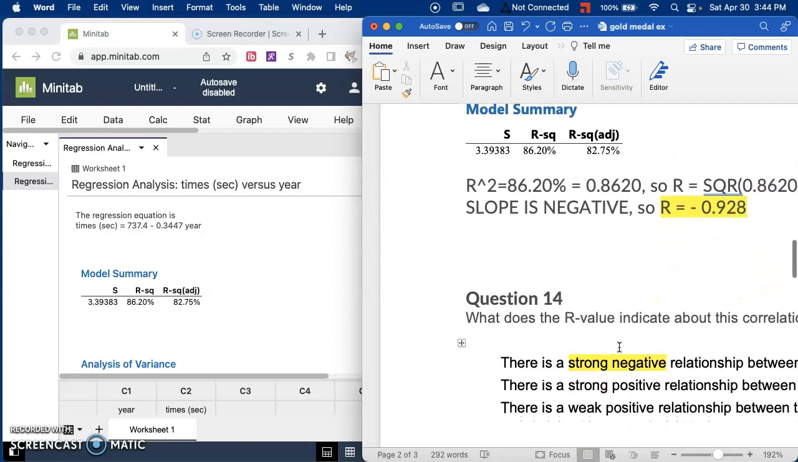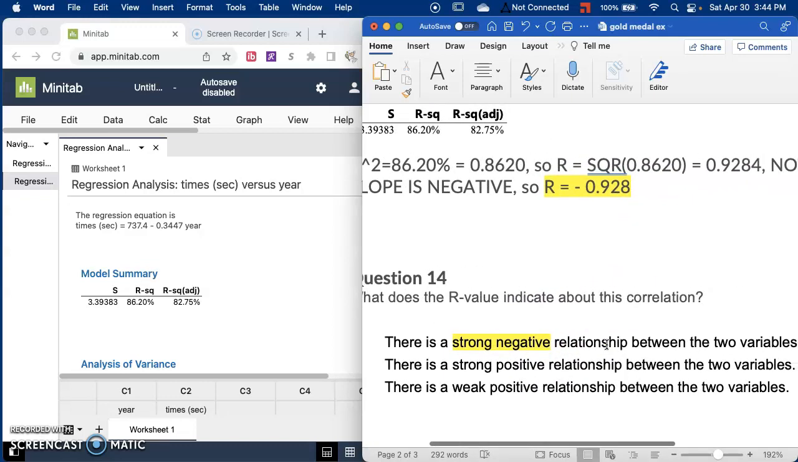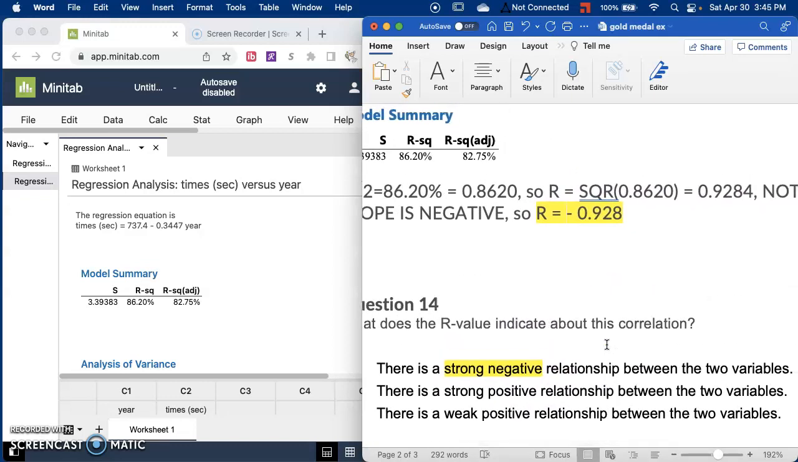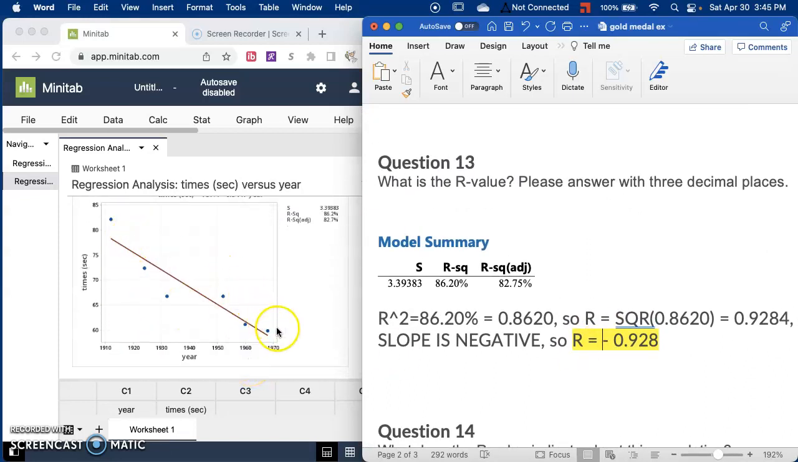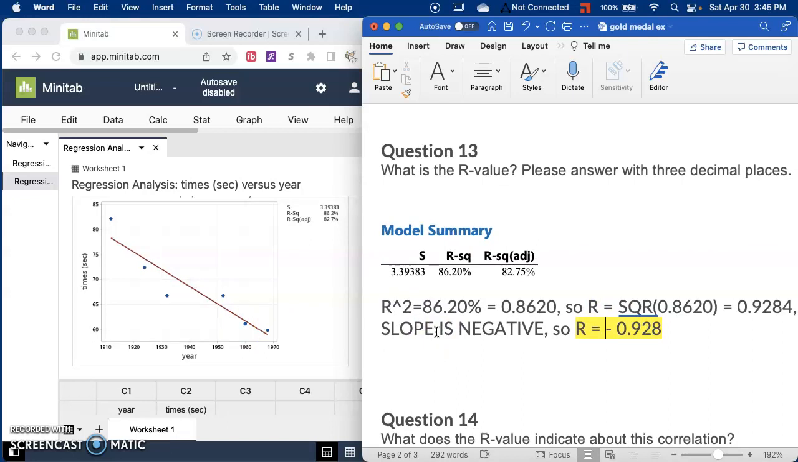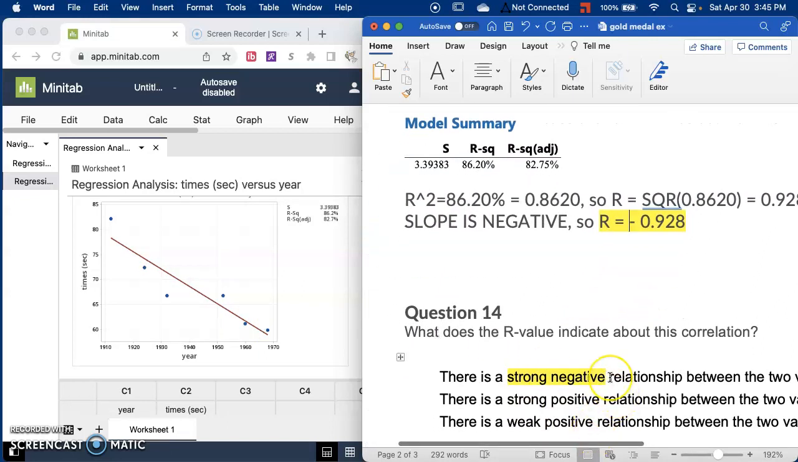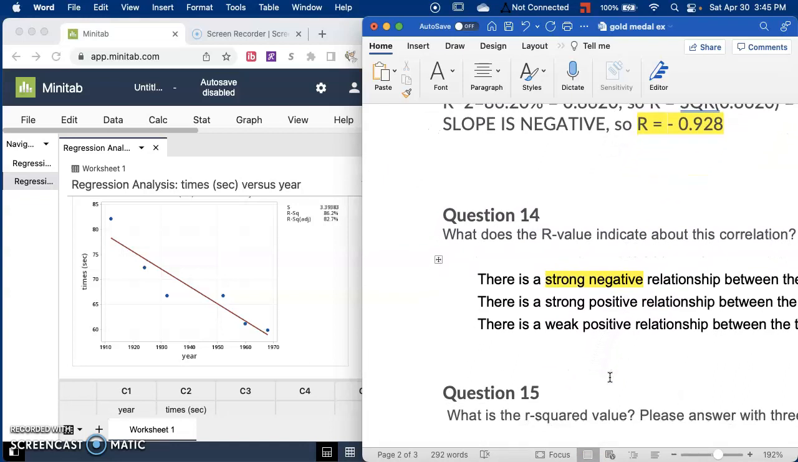So hopefully that helps on that. The R value is close to 1, so it is a strong negative relationship between the two variables. That means as one goes up, the other goes down. So what we're finding out here is, and there's your negative slope, as the year increases, the time decreases. So that's why it's a negative 0.928, which is a strong negative relationship. Remember, the closer you get to 1, the stronger the relationship is, and 0.9 is very close to 1, or negative 0.9 is very close to negative 1.